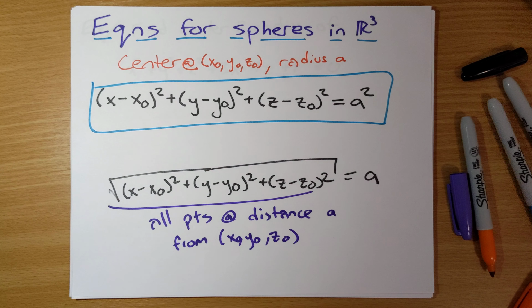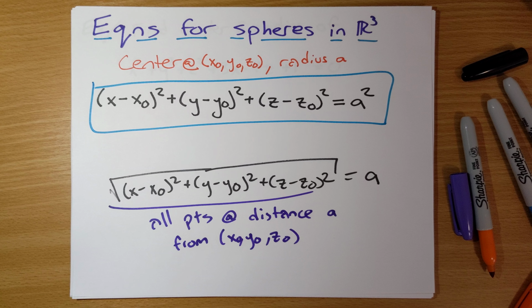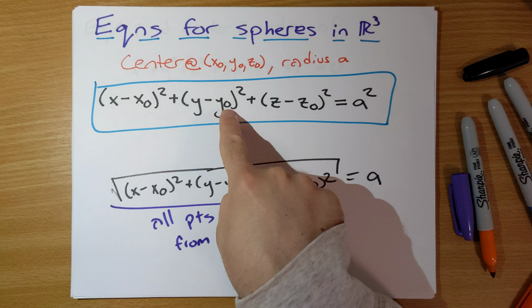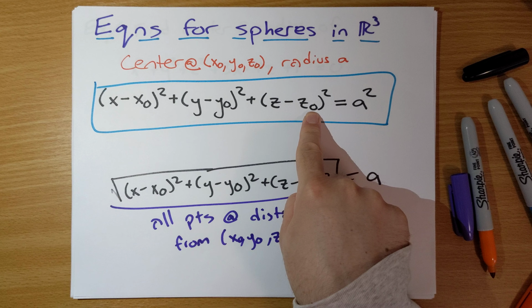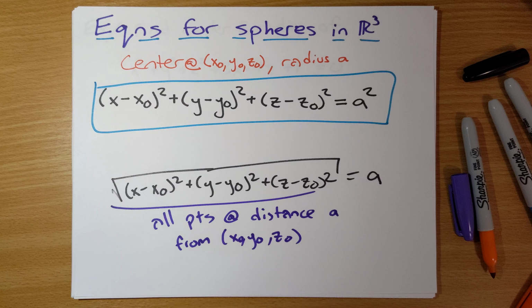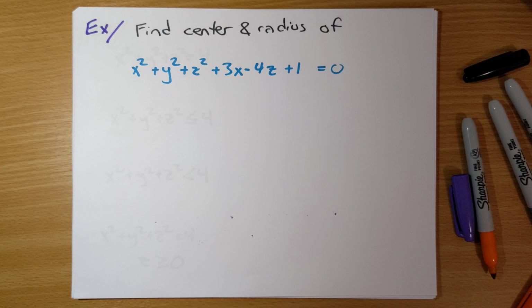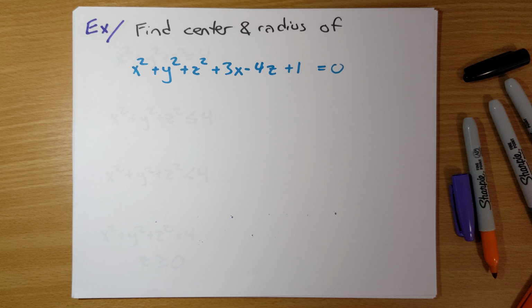Something I could do here is ask you to write down an equation of a sphere centered at (1, 2, 3) with radius 4. You would just plug in 1 for x₀, 2 for y₀, 3 for z₀, 4 for a. Maybe a slightly more interesting sphere question is this one that I borrowed from the book. Find the center and radius of x² + y² + z² + 3x − 4z + 1 = 0.